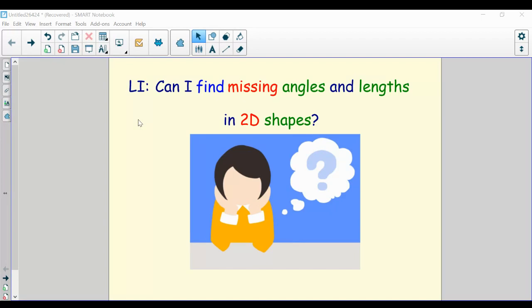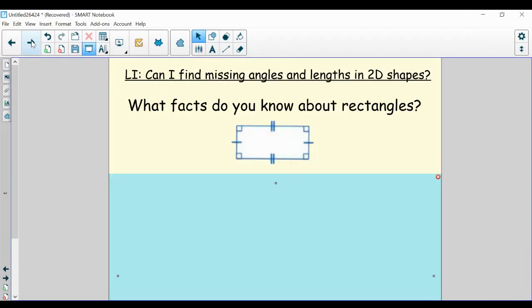Today's learning intention in maths is, can I find missing angles and lengths in 2D shapes? First thing I'd like you to do is pause the video now and think about what facts you know already about rectangles. Here is a picture of a rectangle for you. So take a moment to think about all the things you know already.